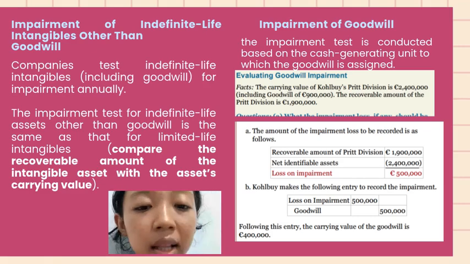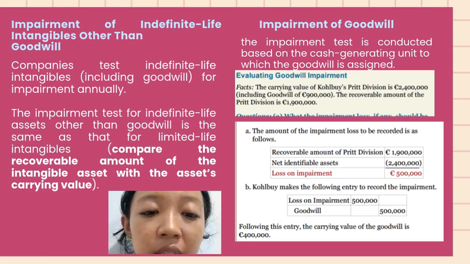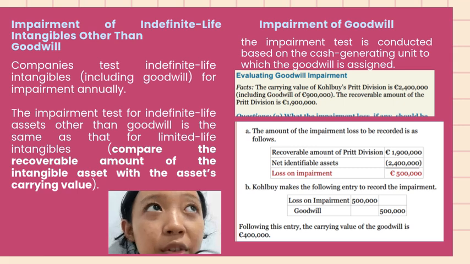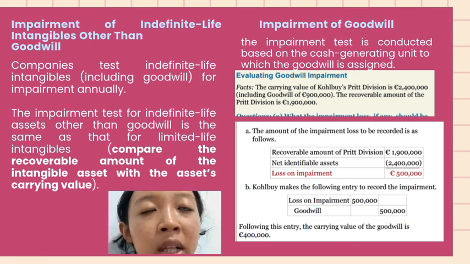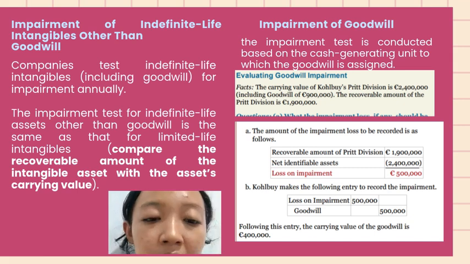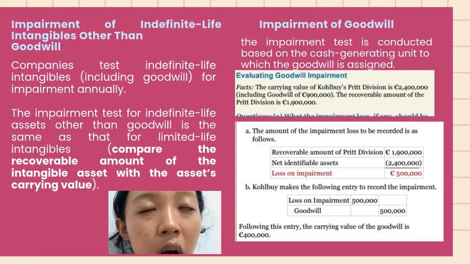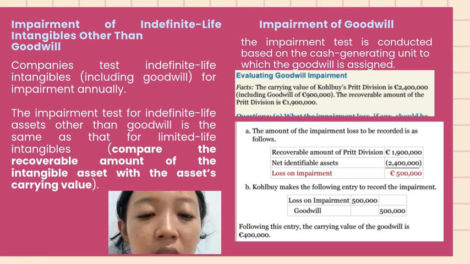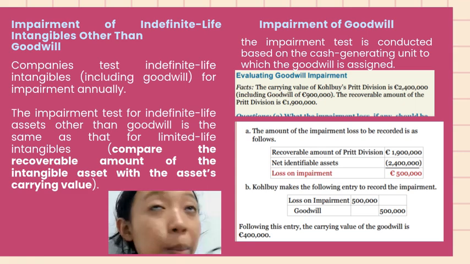So, for example, there's evaluating goodwill impairment in Colby's company in the pre-division. The carrying value of the pre-division is 2.4 million. Meanwhile, the recoverable amount of the pre-division is 1.9 million. The carrying amount includes the goodwill itself, which costs 900,000. So we will find whether the company or the division is in impairment or not.